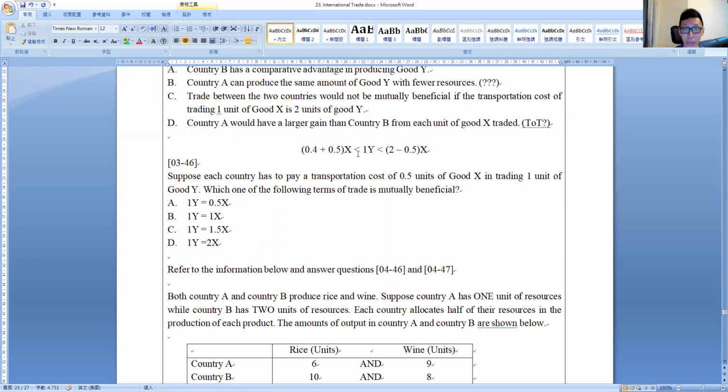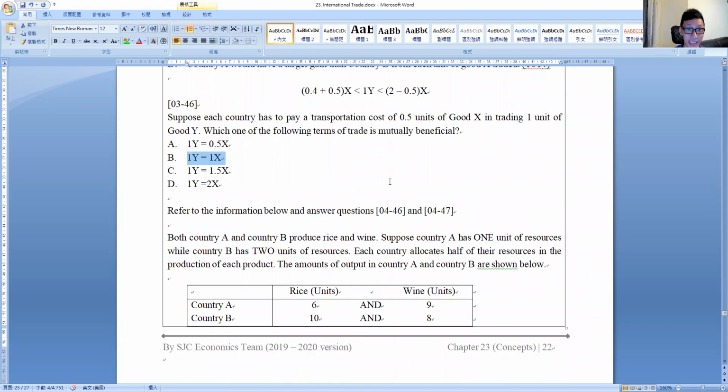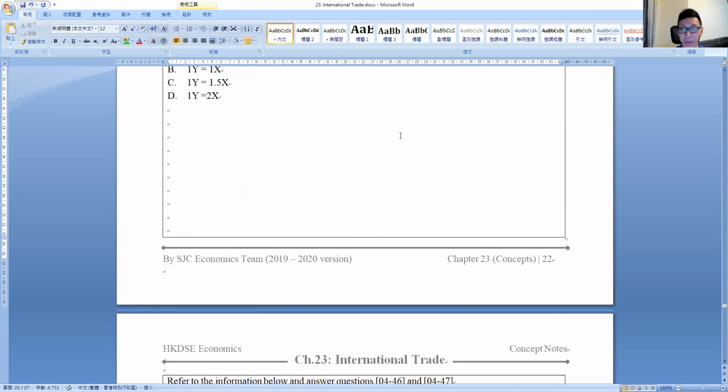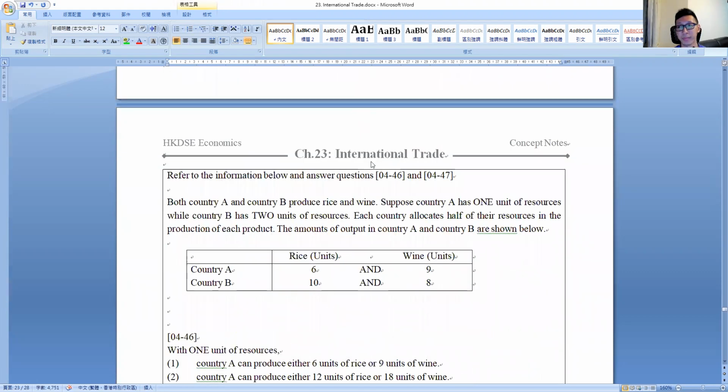So the range would become 0.9 to 1.5, which only one of them would fall into that range. That would be answer B. Answer B would be within 0.9 to 1.5. Okay, 好唔好啊? So this is how we do it. 咁就叫 advanced 啊? Yes, this is already the so-called advanced level. 好唔好啊? 好啦, now next question, a little bit more tricky.